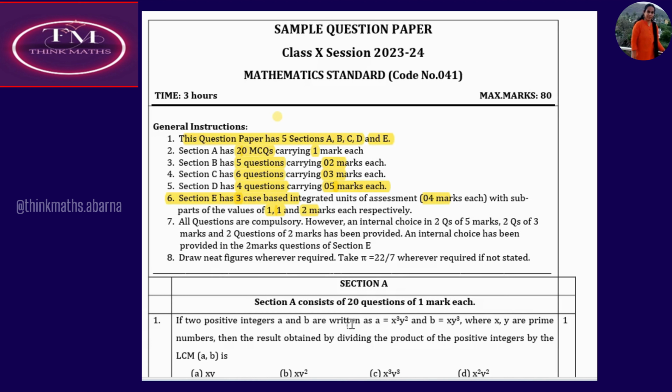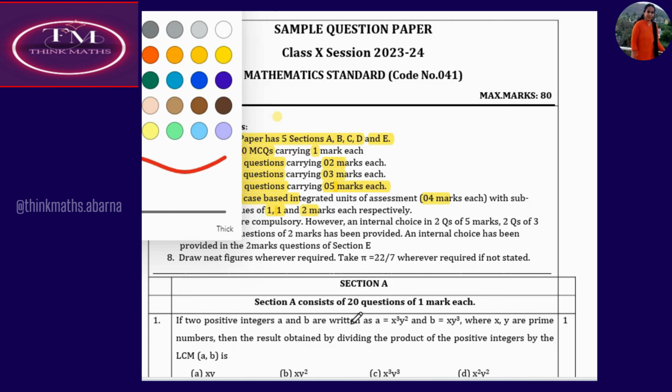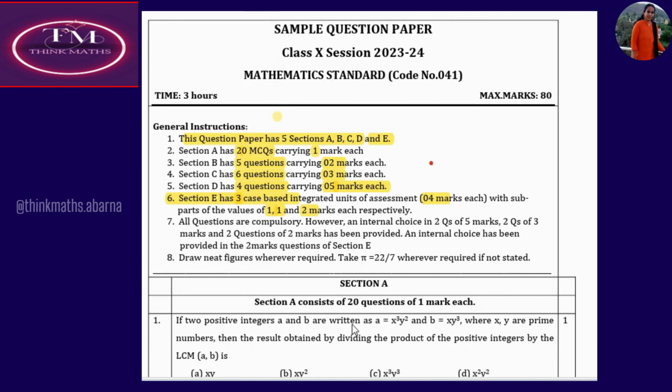Now, in the 7th point, all questions are compulsory. That is, in section A, you have to answer all 20 questions. In section B, you have internal choice, that is for 2 marks. In section C, the 3 mark questions, you have internal choice. Also in section D, you have internal choice. That is what is given.